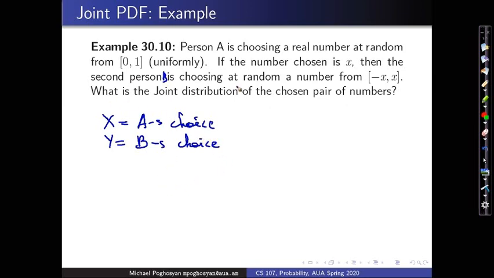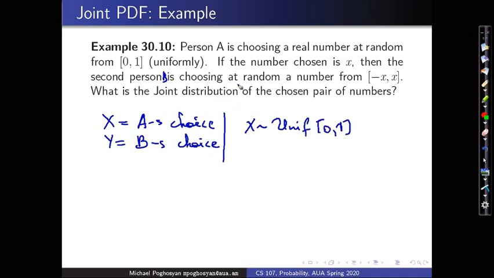Okay, so what is given here? Let me translate to mathematical form what is given in the statement of this problem. So A is choosing a real number uniformly from 0 to 1. That means X is uniform from 0 to 1.